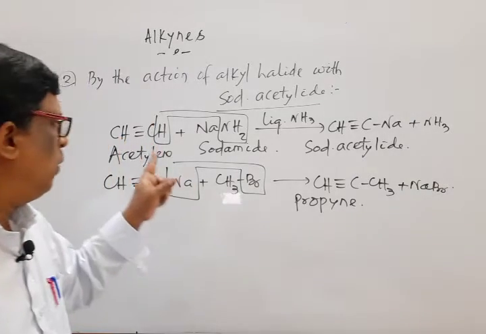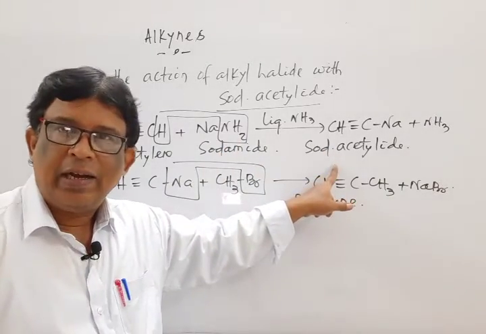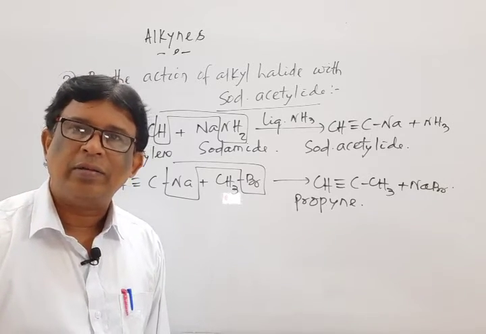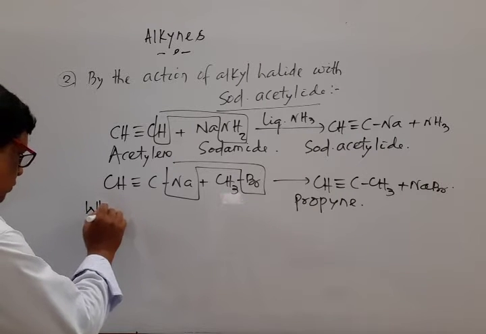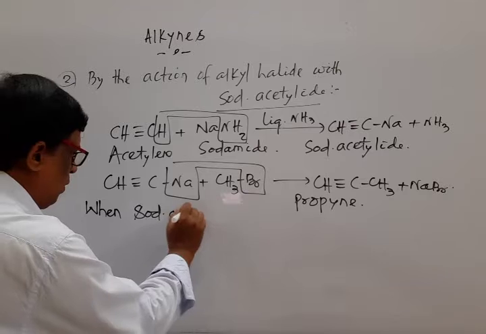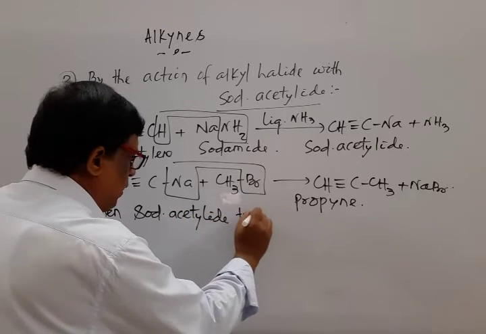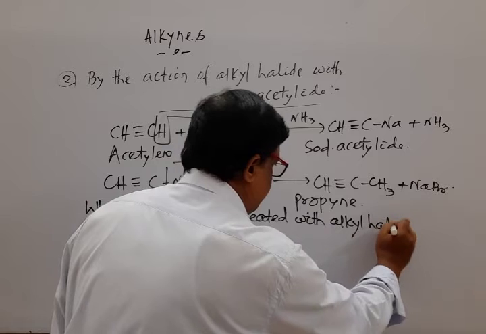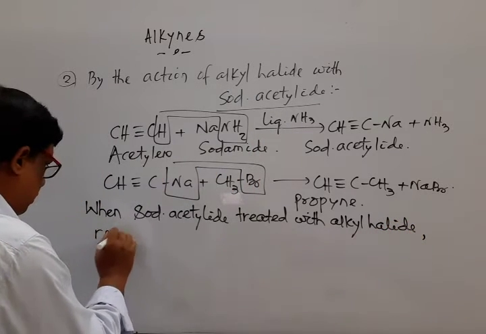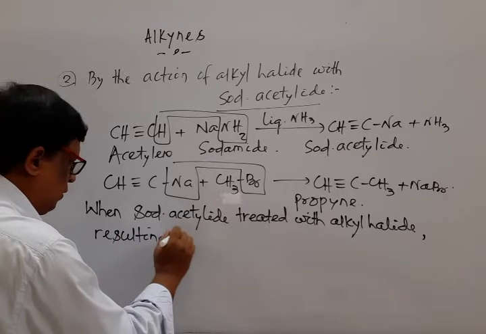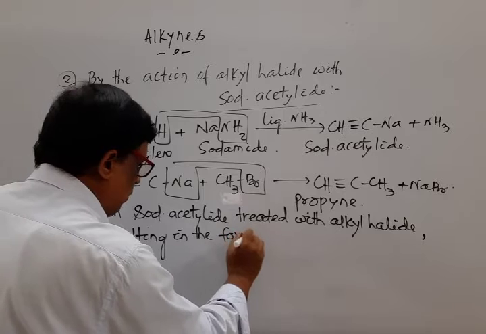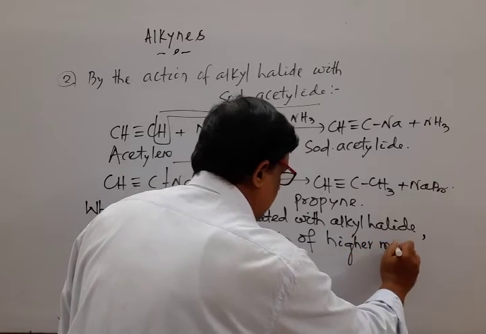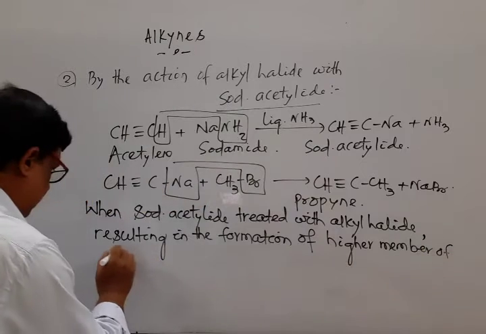Okay. So what is the statement? When sodium acetylide is treated with alkyl halide, it results in the formation of a higher member of alkyne. Note down the statement: when sodium acetylide is treated with alkyl halide, resulting in the formation of higher member of alkyne.